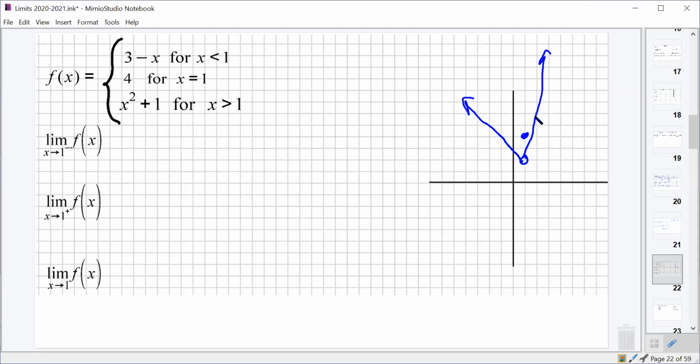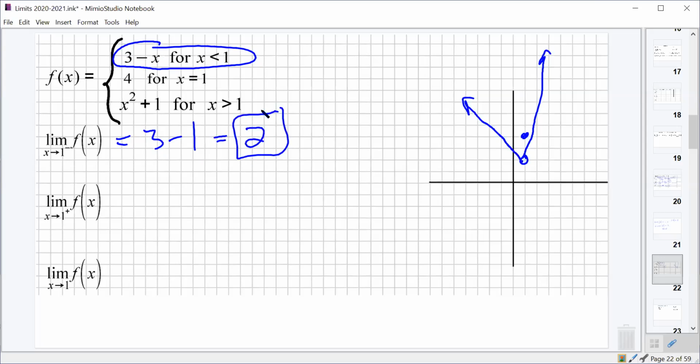As x approaches 1 from the left, let's graphically look at it. As we look at going towards 1 from the left, what are we getting close to? Two. We're getting close to 2. Everybody see that? Okay. And if we were to do it algebraically, we need to look at the piece of our function that includes the values that are less than 1. And so this would just be 3 minus 1, which is 2.